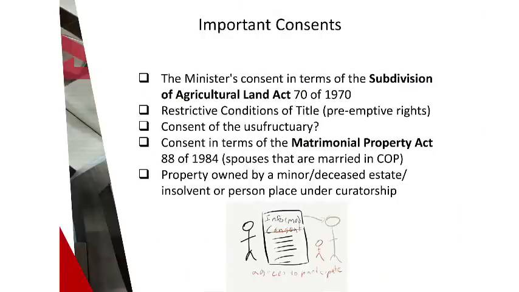Important statutory consents. By far the most common is your consent with regards to the subdivision of agricultural land. That's in terms of the Subdivision of Agricultural Land Act 70 of 1970. It states that agricultural land may not be subdivided unless you have the consent of the Minister of Agriculture. The Act goes so far as to say that you may not even enter into an agreement of sale subject to the condition that the land will be subdivided.